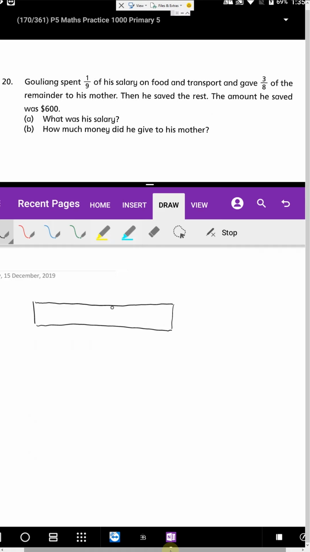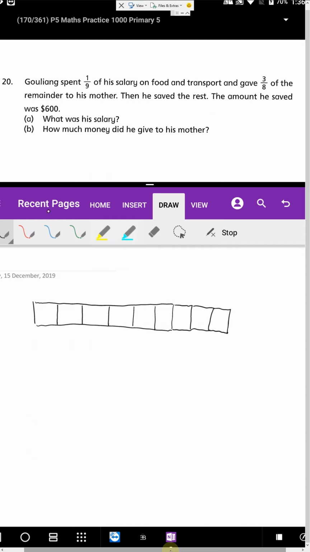Now I'm gonna divide this bar into a few parts. So how many parts do I need to divide? Actually it depends on this question, you see. 1/9 of his salary on the food and transport. It means if I divide this salary into 9 parts, then one of it will become the food and transport. So I know I need to divide this bar into 9 parts. So I'm going to draw it now. This 1, 2, 3, maybe this 4, 5, 6. Here you got 7, 8, and 9. Okay, here are the 9 parts.